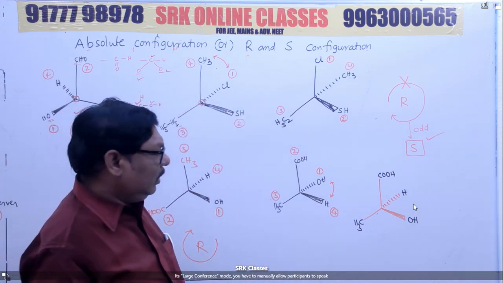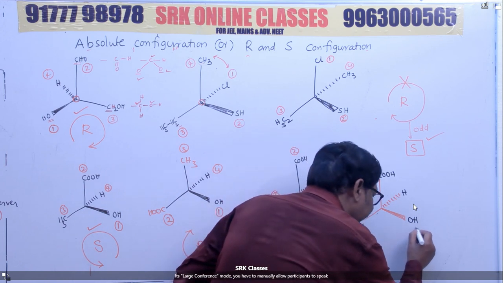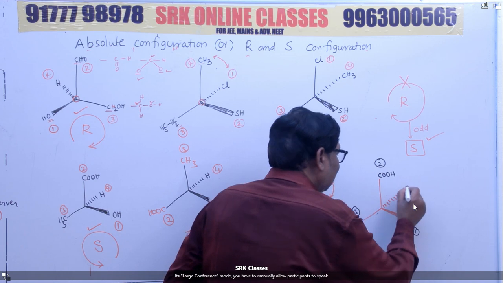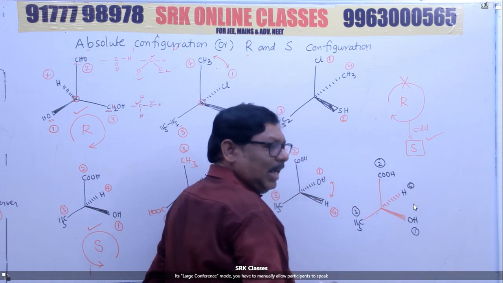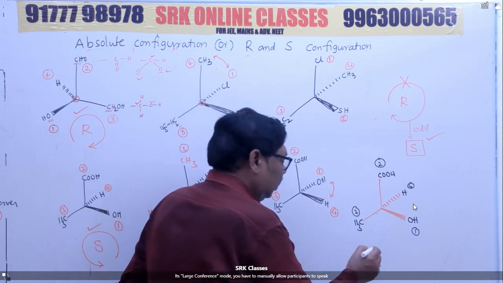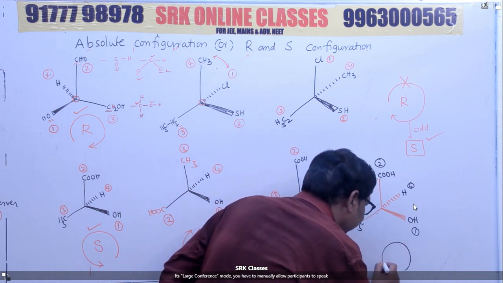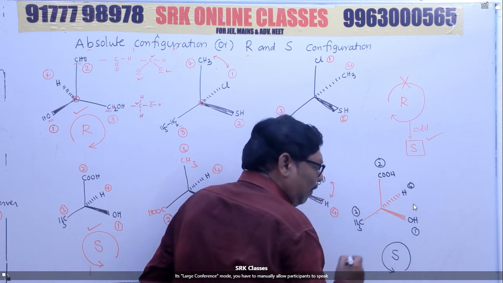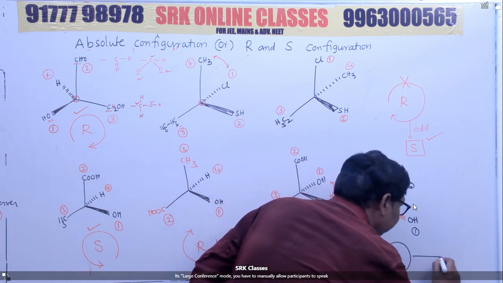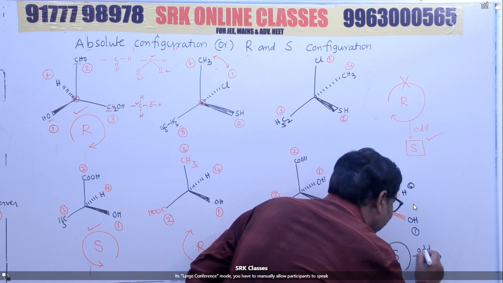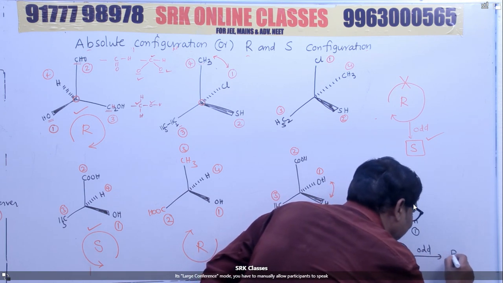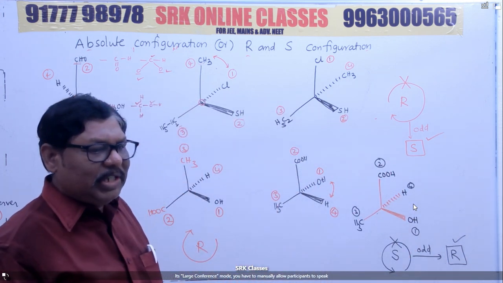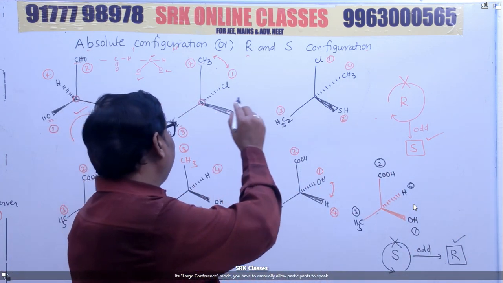Now write the numbers. Oxygen is 1. COOH is 2. CH3 is 3. And this is 4. Connect the first 3 priority groups. This is like anti-clockwise direction. Yes. But this is what is obtained. Odd number of interchanges. Therefore, the reverse of this one is correct. That will be what? Have we followed this one? So these are the few important points.